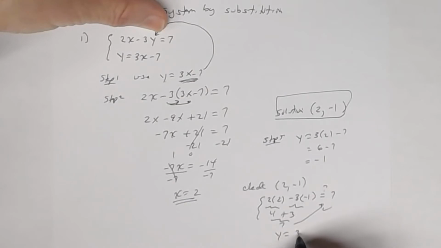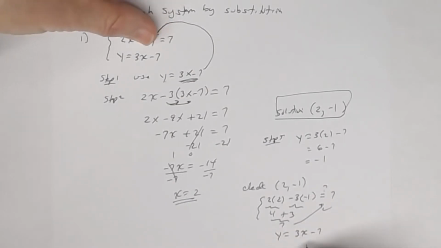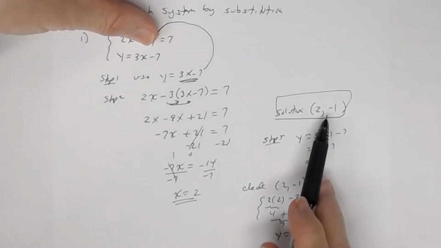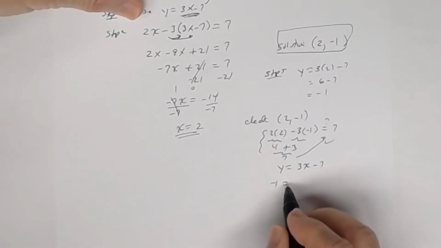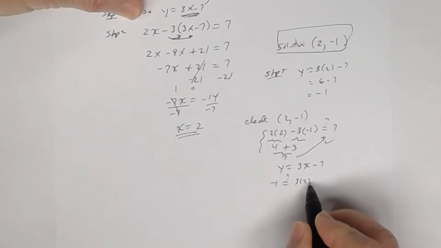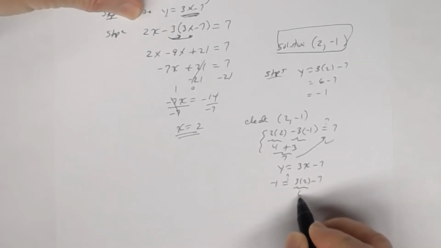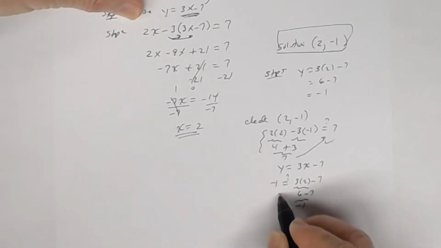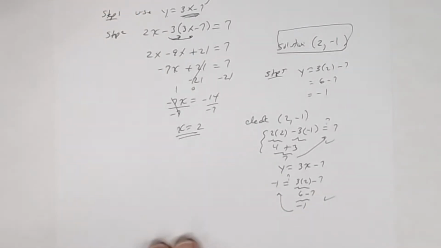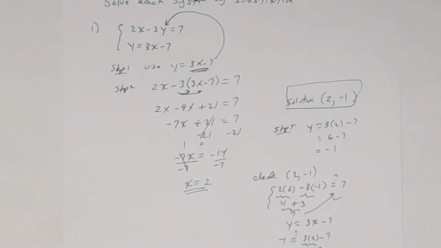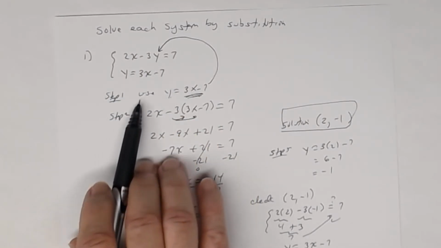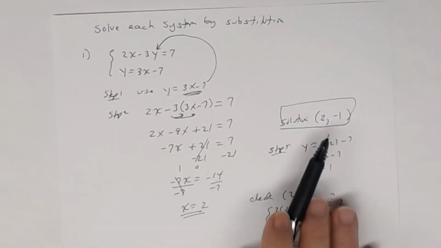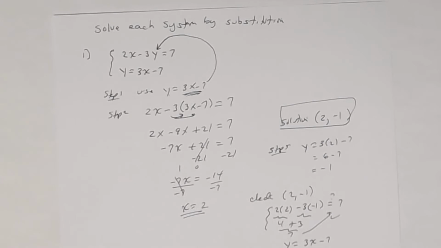y equals 3 times x minus 7, right? So y is negative 1, x is 2. So negative 1, I want to see if that's going to equal 3 times 2 minus 7. 3 times 2 is 6. 6 minus 7 is a negative 1, and they are equal. All right, so it's pretty easy to check. And if you were to graph those two equations, they would intersect at this point right here, at (2, negative 1). So that's how you do this by substitution.